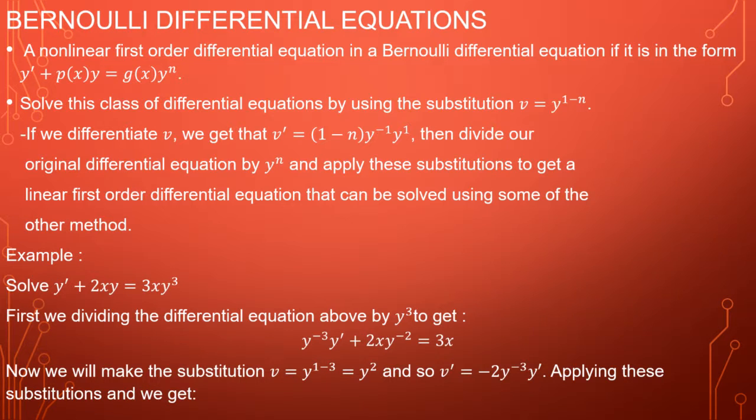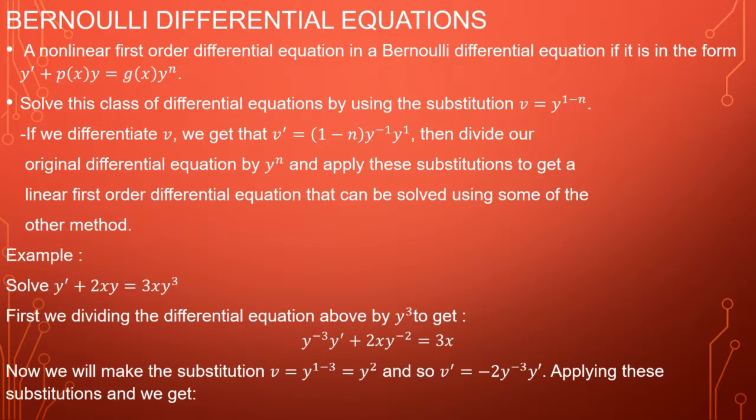If we differentiate v, we get that v prime equals 1 minus n times y to the power negative n times y prime. We then divide our original differential equation by y to the power n and apply this substitution to get a linear first order differential equation that can be solved using some of the other methods. Example of Bernoulli differential equation.